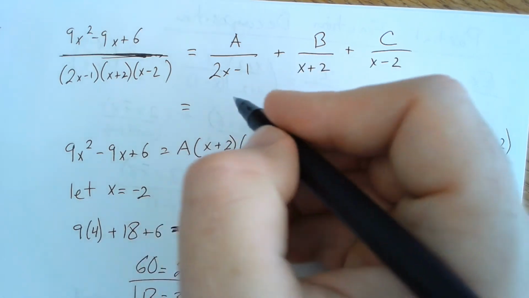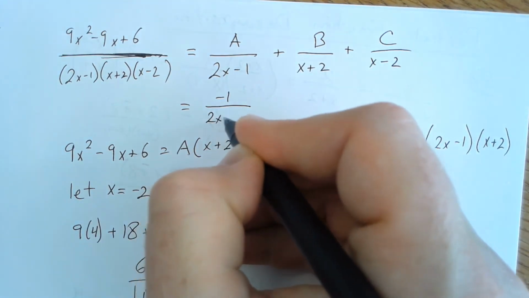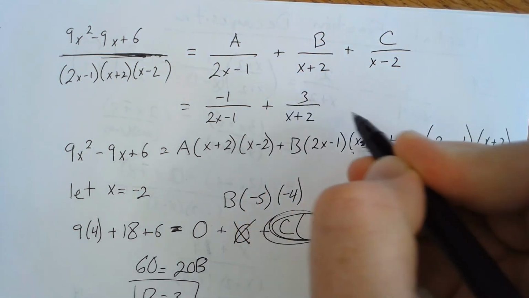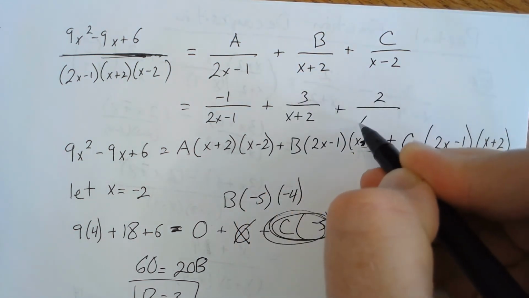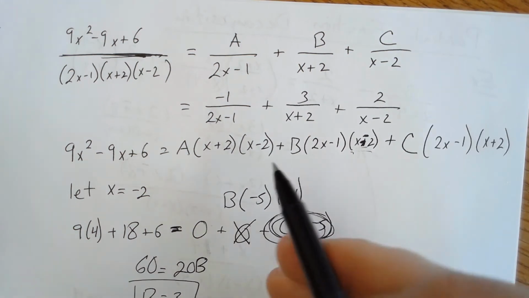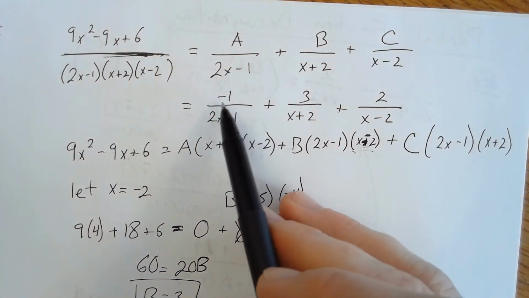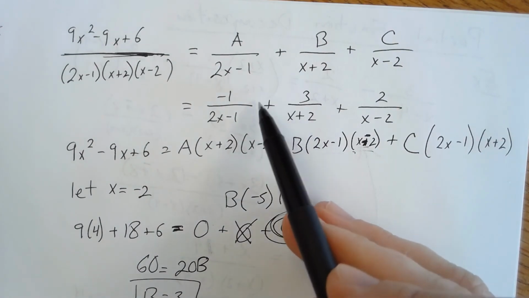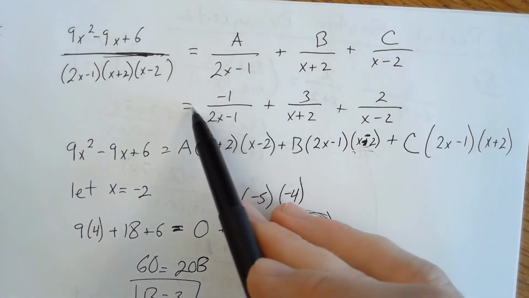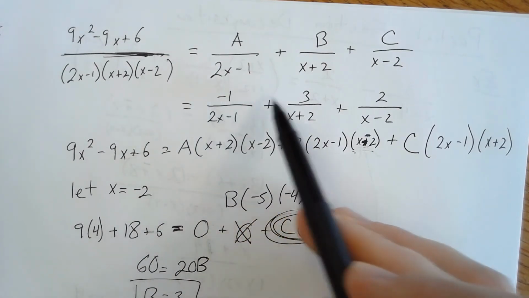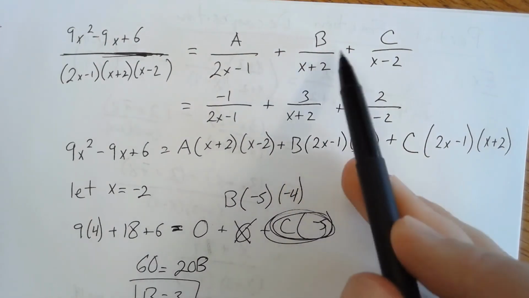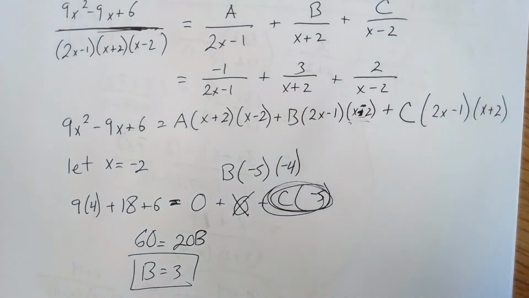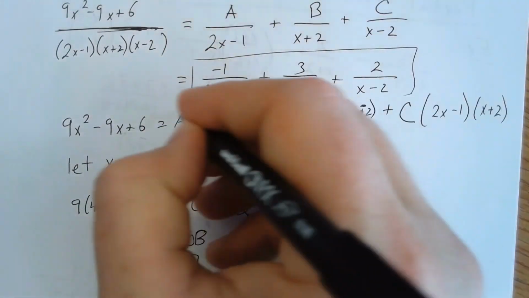It should be negative 1 over 2x minus 1 plus 3 over x plus 2 plus 2 over x minus 2. Now what I recommend when you get these problems and these solutions, anytime you get a negative, I would recommend putting that negative on top of that fraction. Again, you can put the subtraction sign in front of it, but I would recommend making all these addition signs like our setup is consistently, and put the negative on top. So this is the actual thing that we're looking for in the very end.